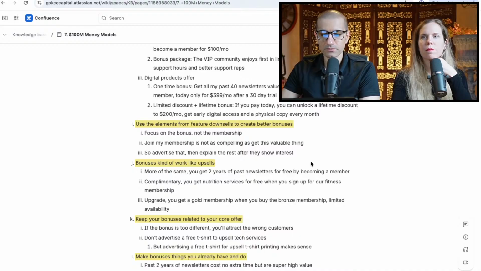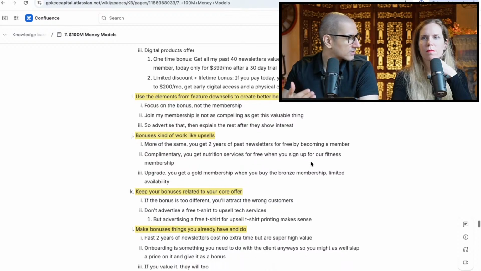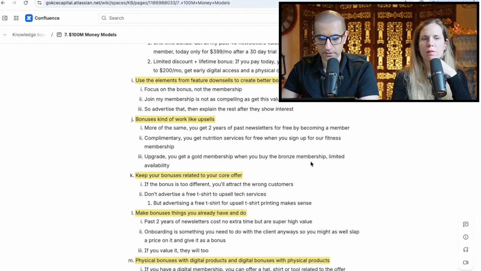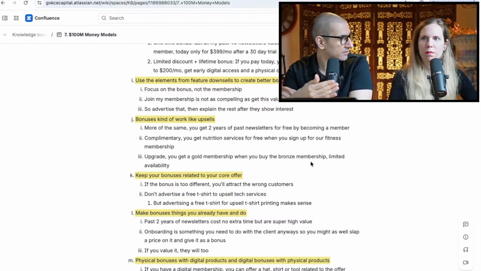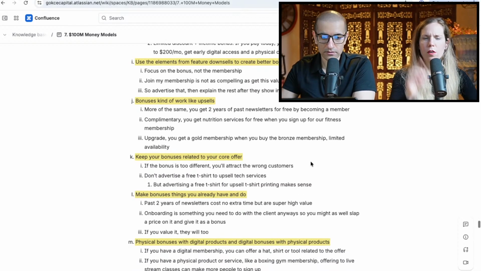Join my membership is not as compelling as get this valuable thing. So our valuable thing is the concierge support, right, Erica? Bonuses kind of work like upsells. More of the same. Complimentary upgrade, yeah. Keep your bonuses related to your core offer. We already know that. Now this one is very related, right?